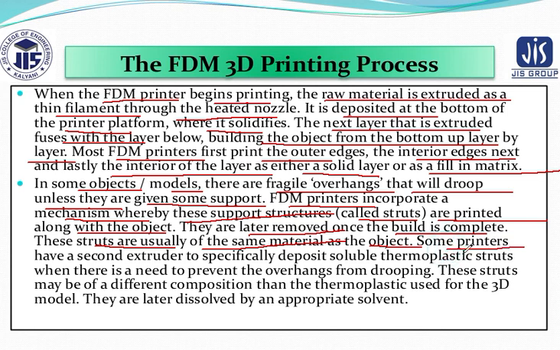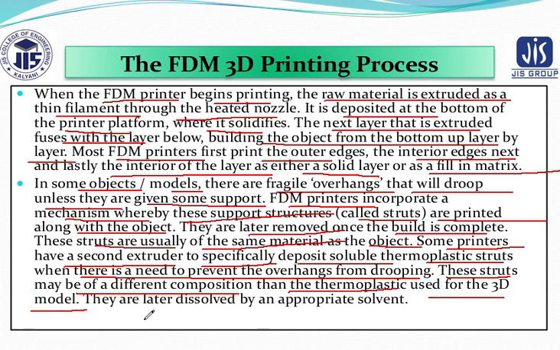And these struts are usually of the same material as that of the object. Now some printers have a second extruder to specifically deposit soluble thermoplastic struts when there is a need to prevent the overhanging from drooping. These struts may be of different composition than the thermoplastic used for the 3D model, and they are later dissolved by an appropriate solvent. So you can see that FDM 3D printing is associated with so many steps.